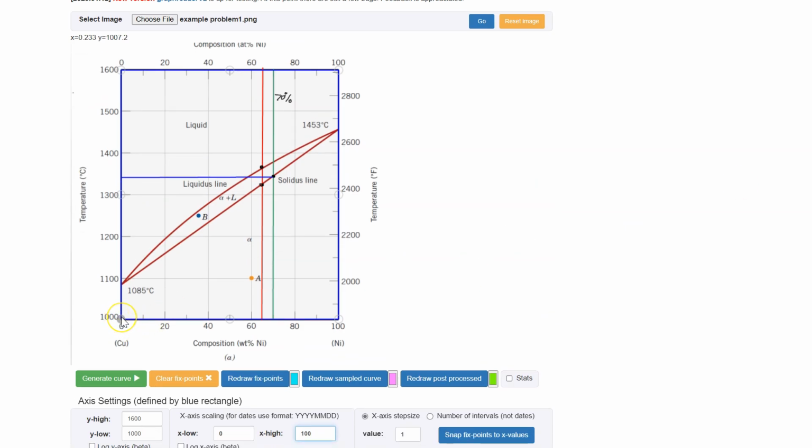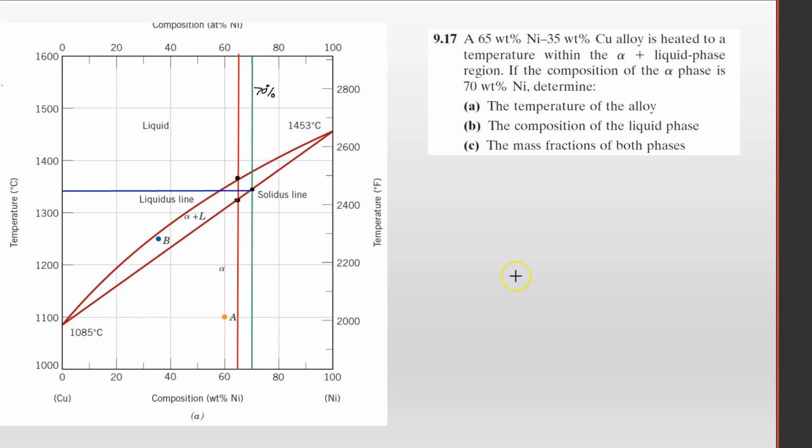Press enter. Let's just check if it works before we trust the values. So over here we should get X is 0 and Y is 1000, and that's close enough. Yeah, that's good. And over here we should get X is 100 and the temperature is 1600, so that works. So now I can quite accurately read off this temperature. The temperature there is 1343, so I'm quite happy with that result. So for A, we see the answer is 1343 degrees centigrade.